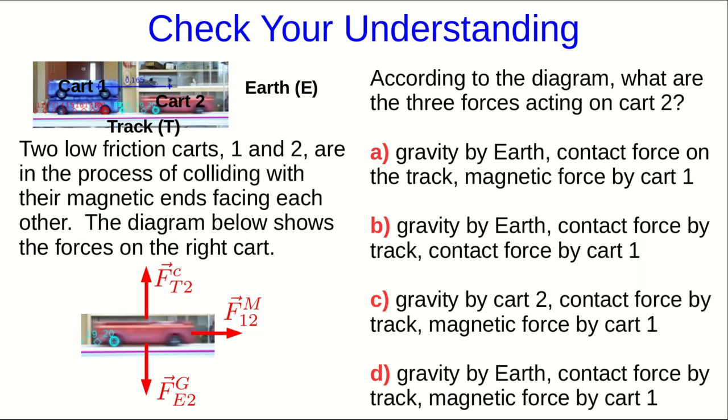So let's think about two carts in the process of colliding with their magnetic ends. And so I have shown you a correct diagram of the forces acting on the right cart. That's cart 2. And so now I've told you the Earth is E, and cart 1 will be 1, and cart 2 will be 2, and the track will be T. So those are symbols I'm using to represent objects and targets. And now, according to the diagram I've drawn, what are the forces acting on cart 2?